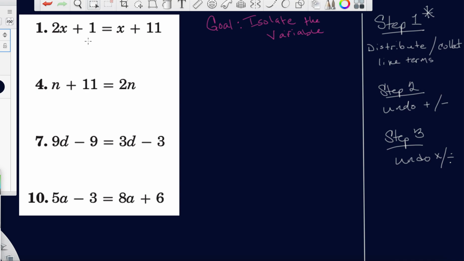Which means for this first one, I want to get all of my x's on one side and all of these constants, these are my other like terms, on the other. So I think I'm going to do pink on the left and blue on the right.